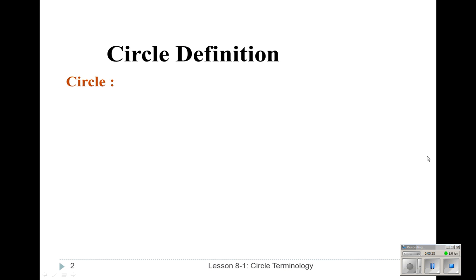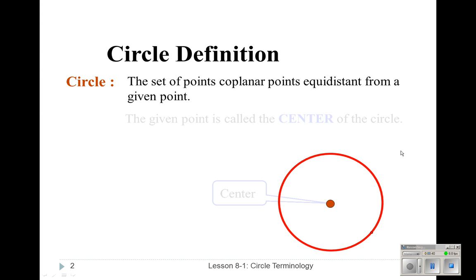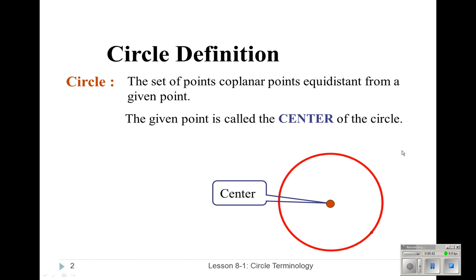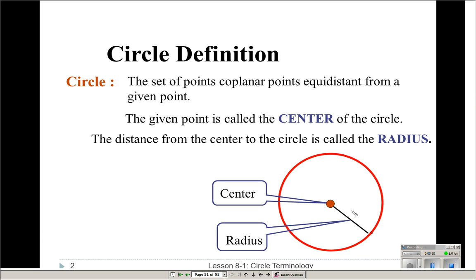So the definition of a circle is the set of points that are coplanar and equidistant from a given point. The given point is called the center, and that distance is called the radius. And when you're referring to the radius, you'll give it a lowercase r.